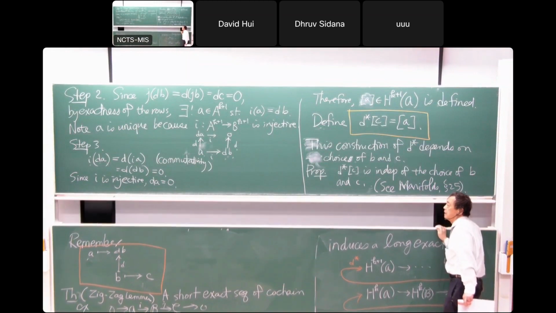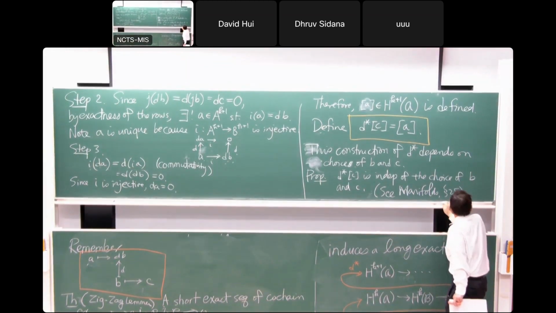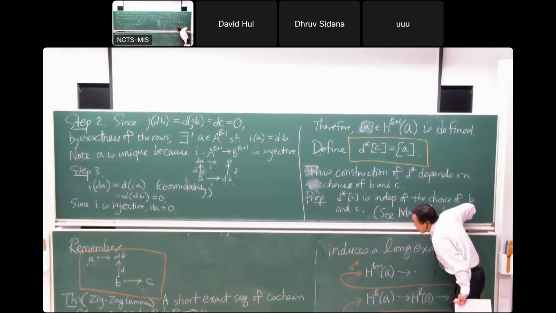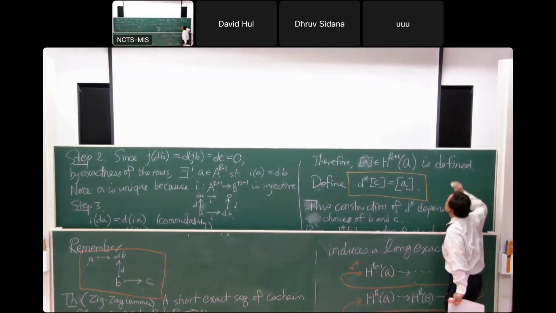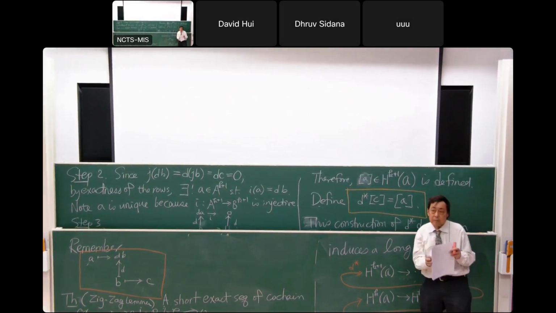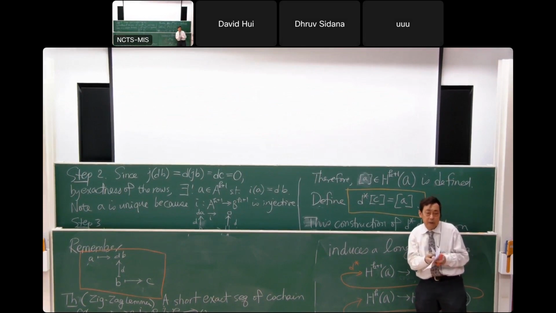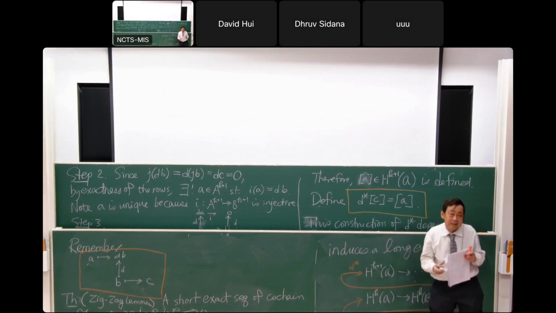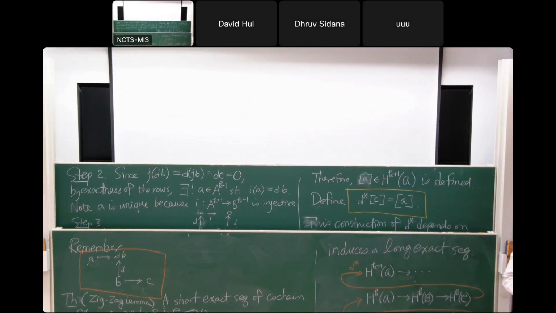And the first example of this long exact sequence is the Mayer-Vietoris sequence. So the Mayer-Vietoris sequence is when you have two open sets that cover a manifold, and you can often compute the cohomology of the manifold from the cohomology of the open sets and their intersection, okay?